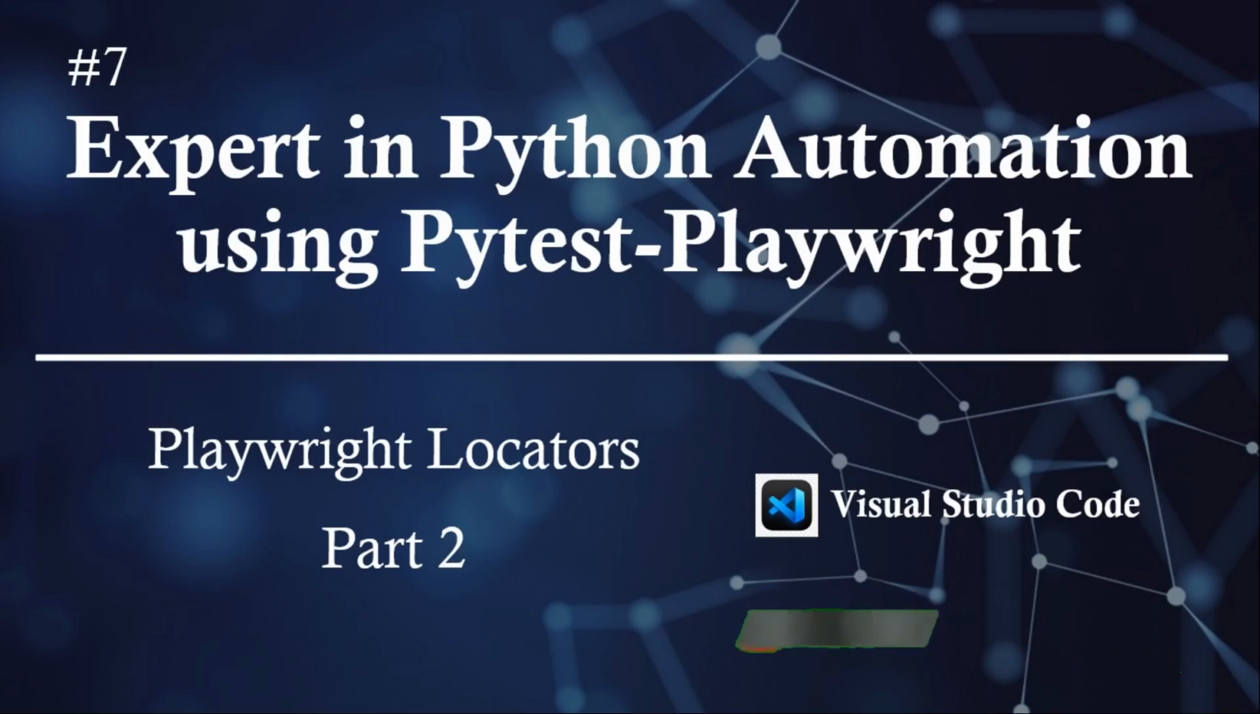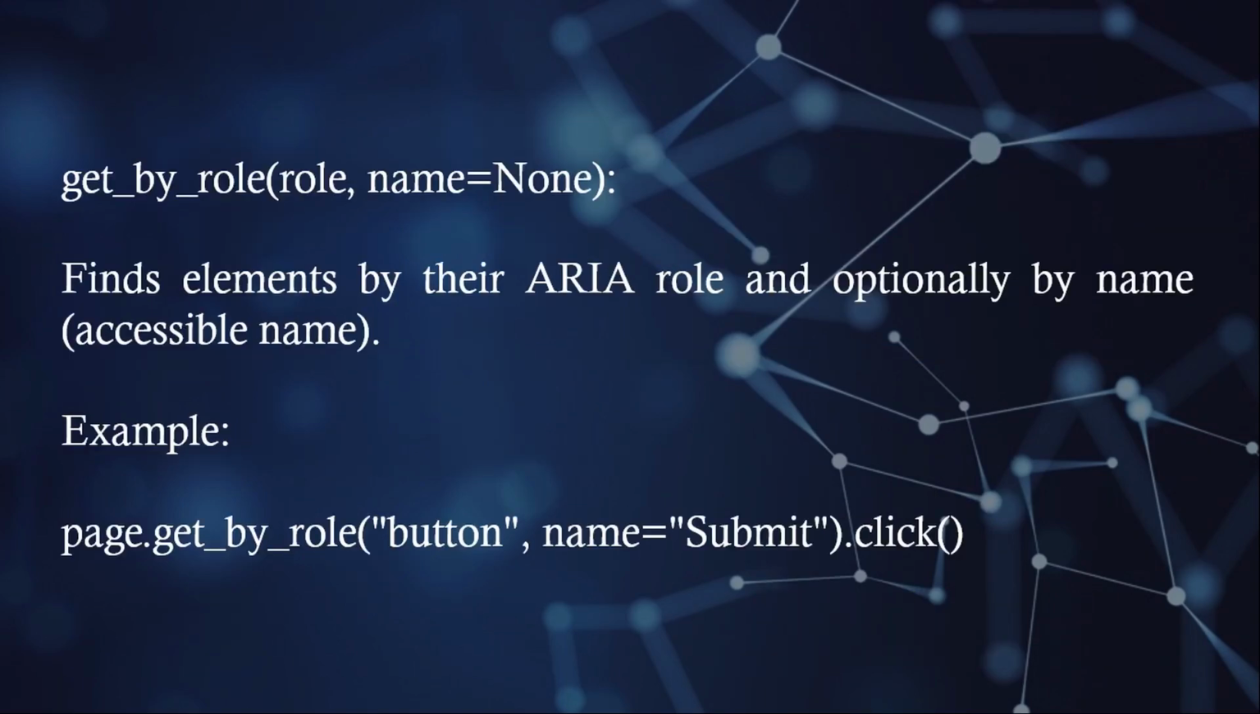My name is Rajesh. In this video, I am going to discuss Playwright Locators Part 2. So the next one is get by role. This locator is used to get the element by the ARIA role. And also you can pass the ARIA label as the name parameter.